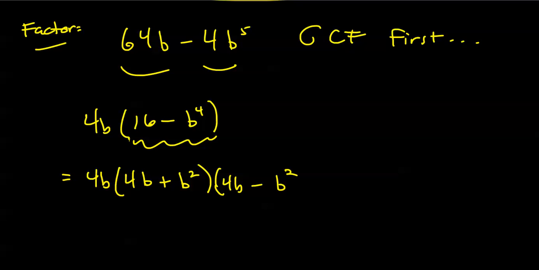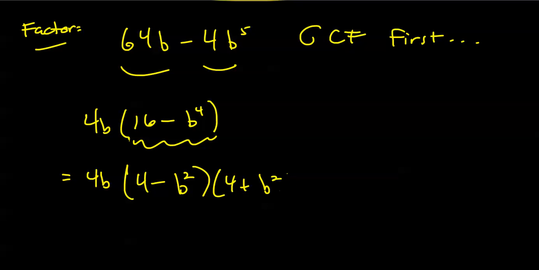Oops, sorry. Made a mistake here. Hang on. It's 4 minus b squared times 4 plus b squared. In other words, this expression here, I'm underlining in pink, breaks down into this product down here. Back to yellow.